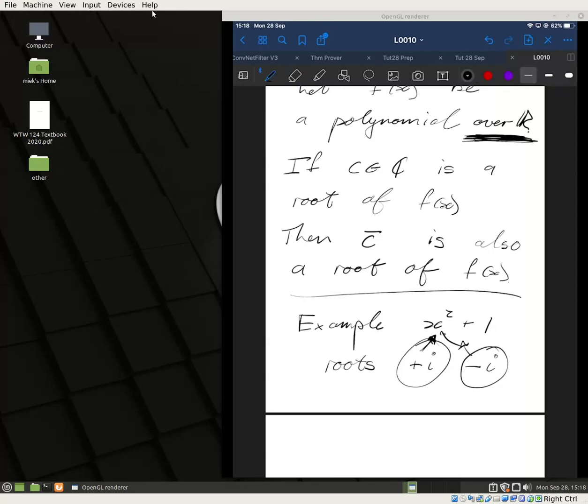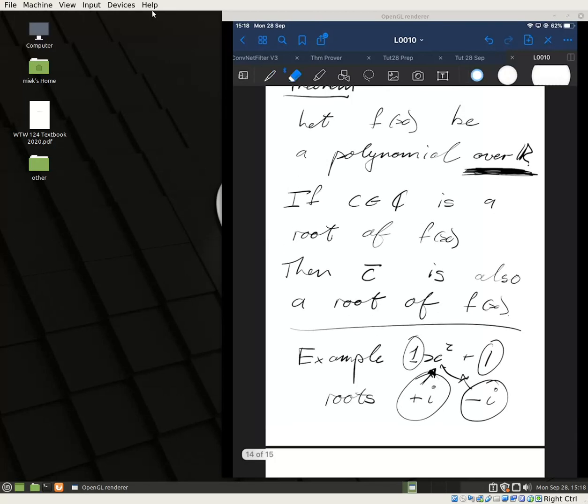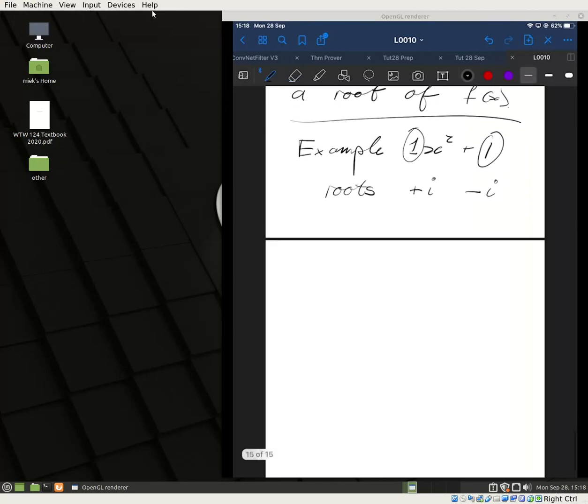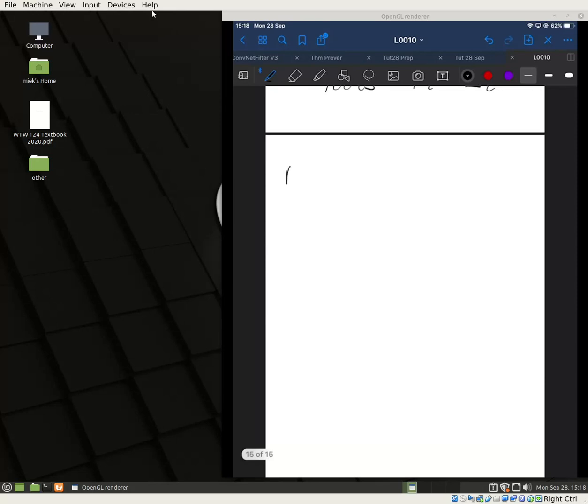So this happens because all our coefficients are real. So the coefficient 1 is a real number and the constant 1 is a real number. Since they are all real, then any complex root of this polynomial will also have its complex conjugate be a root. And this is such a nice theorem, and the proof is also quite nice. So let us prove this.